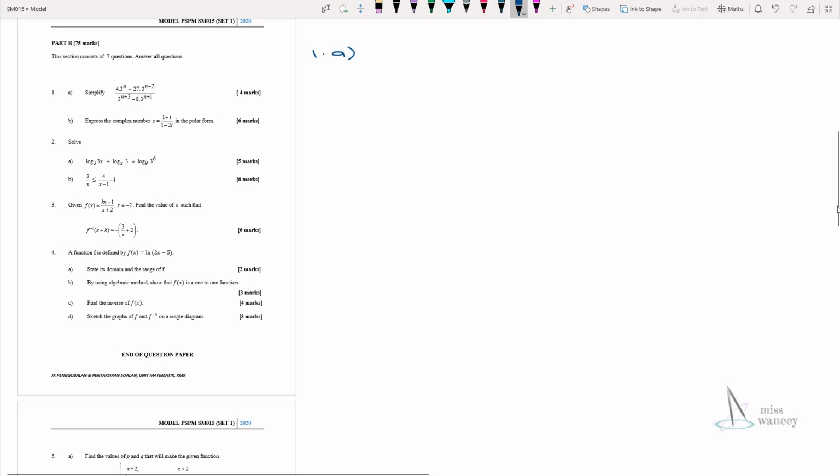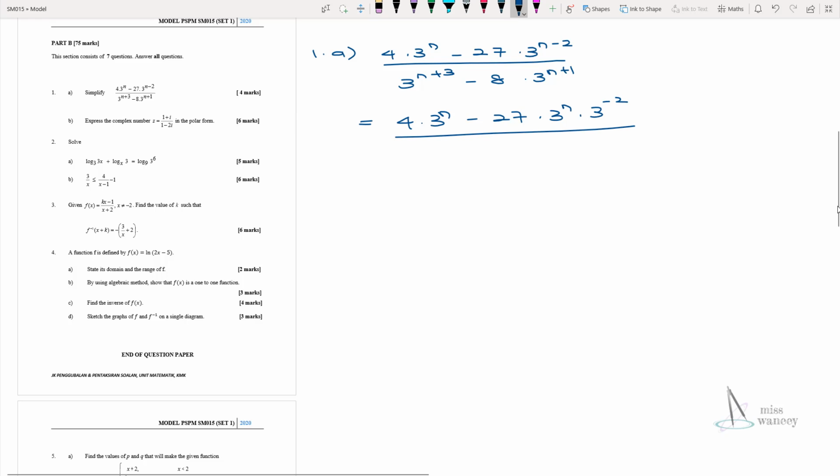Number 1A, so I have 4 multiply with 3 to the power of n minus 27 multiply with 3 to the power of n minus 2 over 3 to the power of n plus 3 minus 8 multiply with 3 to the power of n plus 1. Okay, so firstly, let me separate 3 to the power of n. So this is 4 multiply with 3 to the power of n minus 27 times 3 to the power of n times 3 to the power of negative 2 over 3 to the power of n, 3 to the power of 3 minus 8 multiply with 3 to the power of n, 3 to the power of 1.